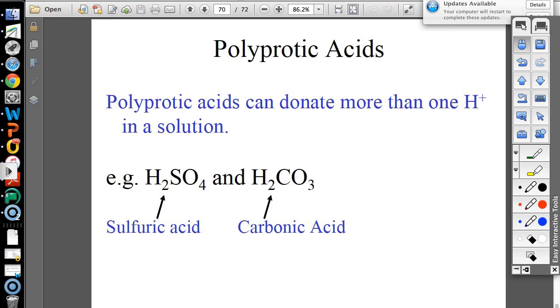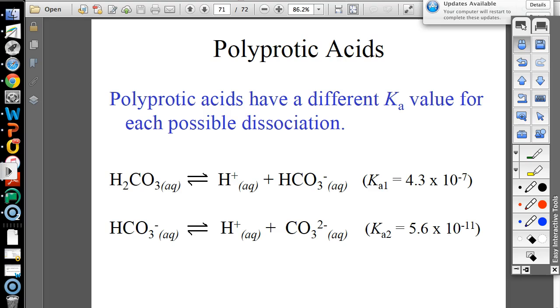Okay, so polyprotic acids. That's a crazy word. Let's break it down. This means it has many protons. What are the protons? Hydrogens, right? So that just means that you have more than one hydrogen. The biggest thing with this, like sulfuric acid or carbonic acid, they are going to donate more than one hydrogen in a solution. It's really important for you to know, though, that they do that one at a time.